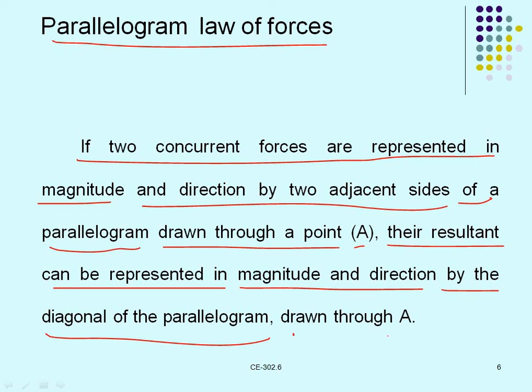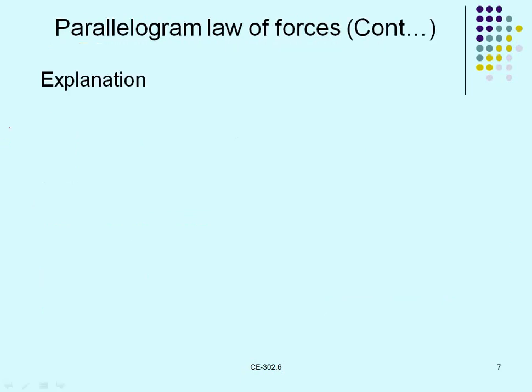So in the parallelogram law, if two concurrent forces are represented in magnitude and direction by two adjacent sides of a parallelogram drawn through a point A, their resultant can be represented in magnitude and direction by the diagonal of the parallelogram drawn through A. Explanation.